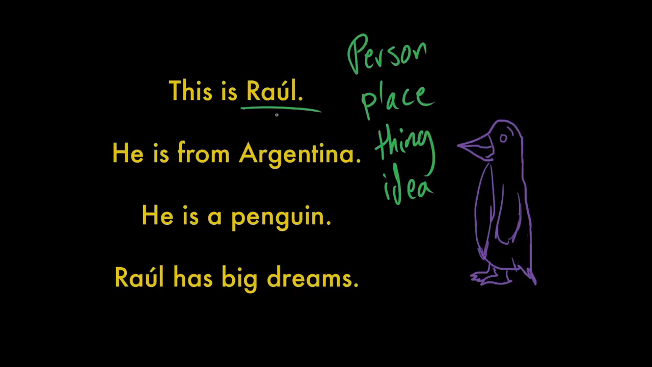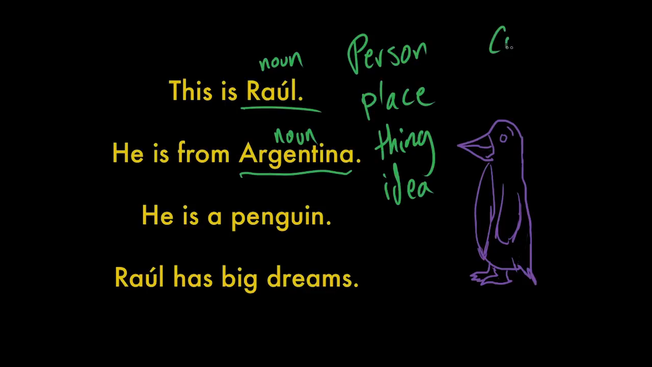So, sentence number 1, this is Raul. What is Raul? Well, Raul is a person or a living thing, so we're just going to say person, so noun. Next sentence, he is from Argentina. Now, Argentina happens to be a place, so therefore it is also a noun. It's a kind of noun called a proper noun, just like Raul is, but we'll get to that later. So Argentina is a noun.